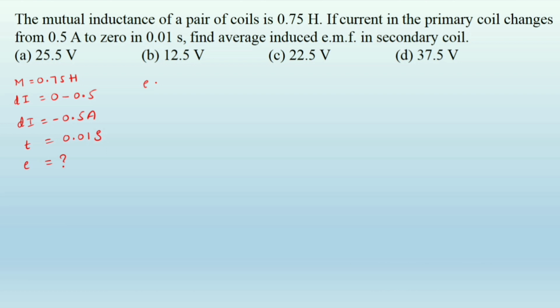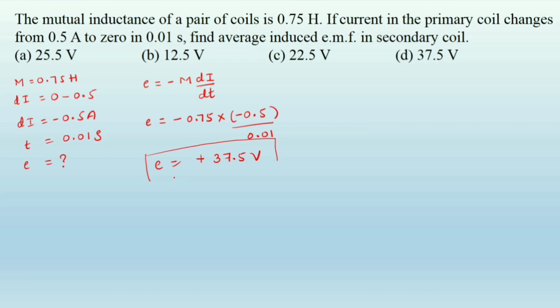So we have the direct equation E equal to minus M into di divided by dt. Substitute the values: minus M value is 0.75 into di divided by dt, where di, the change in electric current, is minus 0.5, divided by time 0.01. Minus into minus will be plus. So that gives 37.5 volt. So the induced EMF in the secondary coil is 37.5 volt, that is option D.